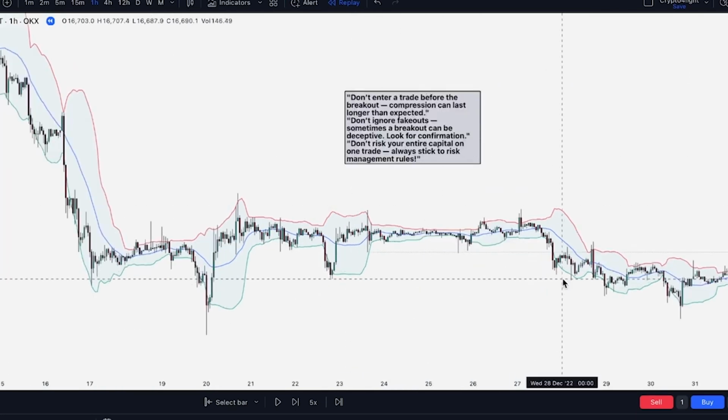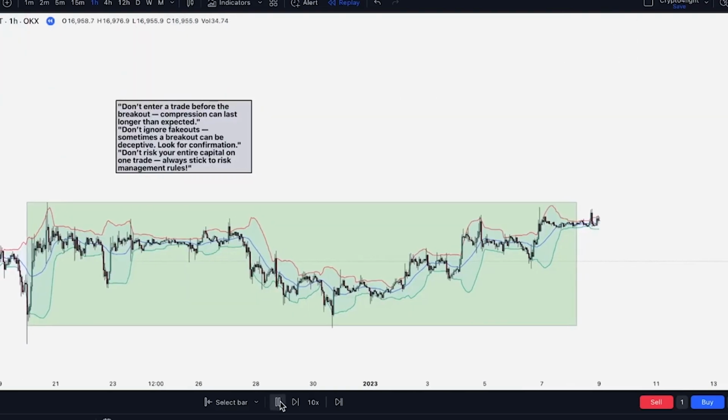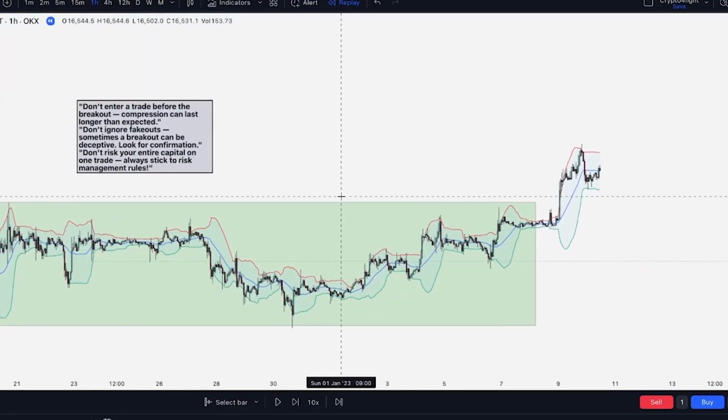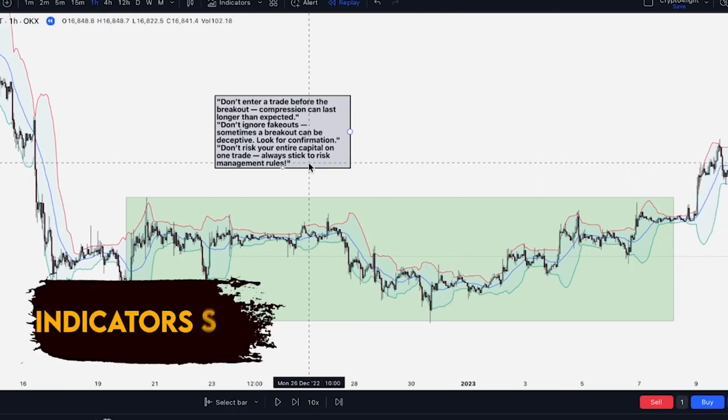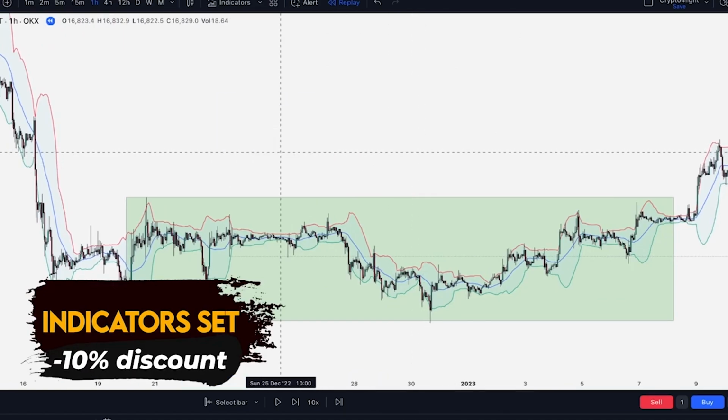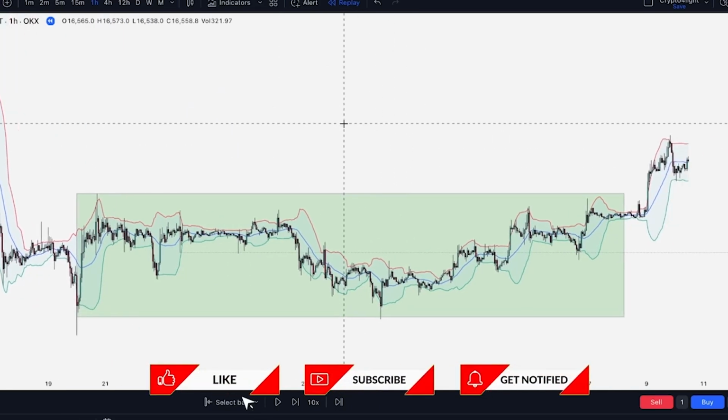Next tip, don't ignore fakeouts. Sometimes the breakout can be deceptive. Look for confirmation. With impulse, we go higher, because everything should be in complex. And of course, don't risk your entire capital on one trade. Always stick to risk management rules. So guys, this is just a few words about compression.